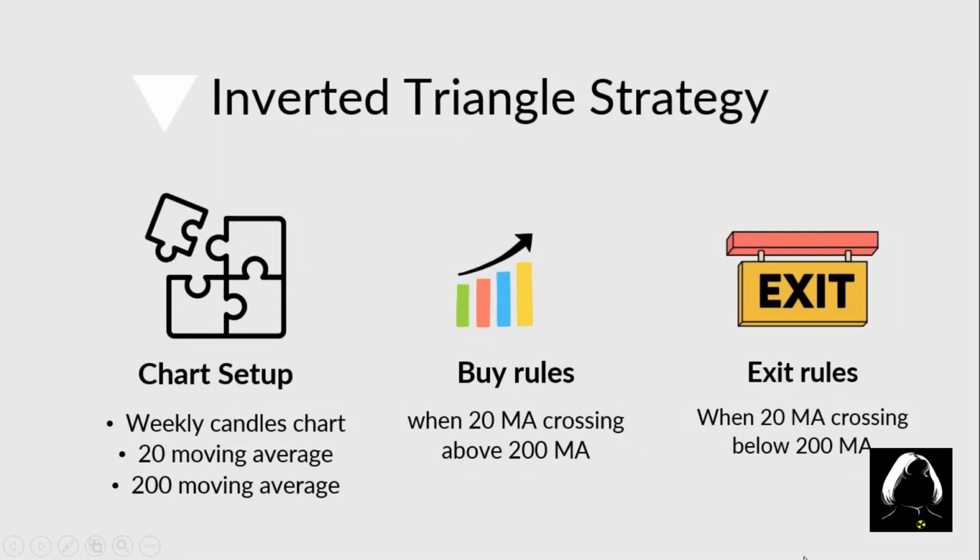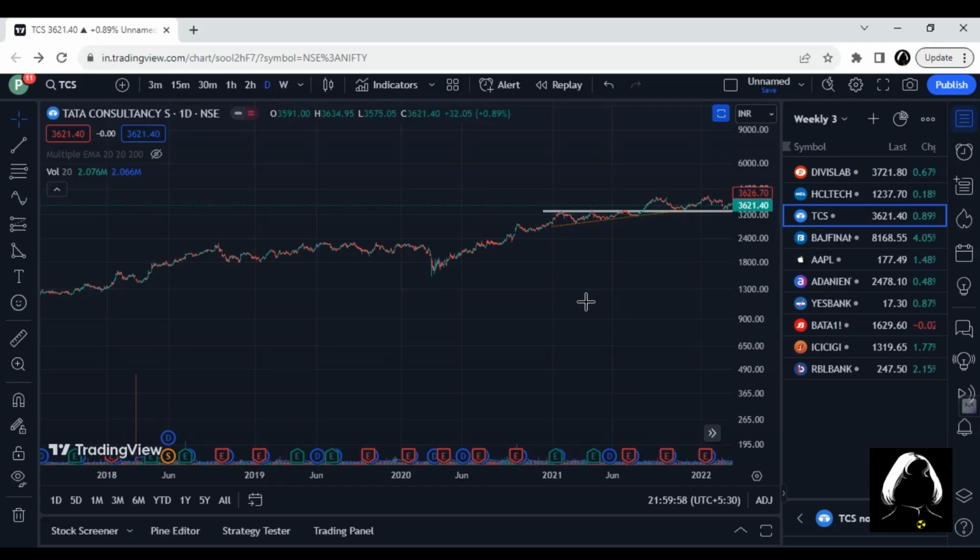In this strategy, the buy and sell rules are also very simple. Whenever the 20 moving average crosses above the 200-day moving average, we will consider that as a buy trigger. And whenever the 20 moving average is crossing below the 200-day moving average, then we will consider this as a sell trigger or exit trigger. First, let's see how to apply the chart settings.